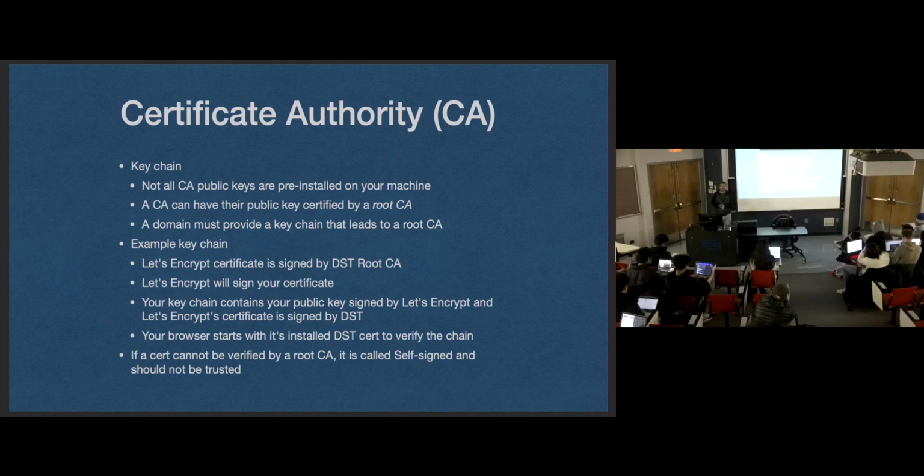If that keychain does not end in a root CA, it's called a self-signed cert, and it should not be trusted. If you go to a site and it says, this site has a self-signed cert, that means their keychain did not end in a root CA, or possibly there is no keychain, it's just one cert that's signed by themselves, and it should not be trusted.